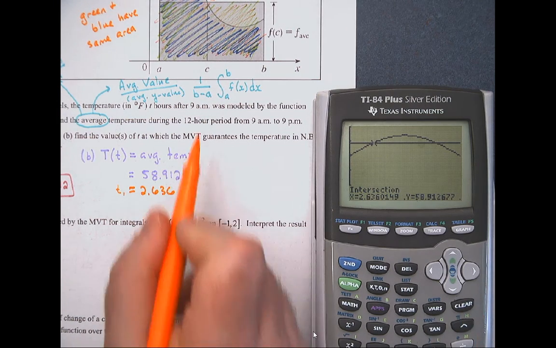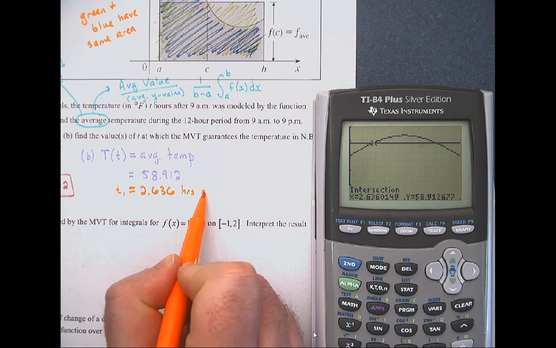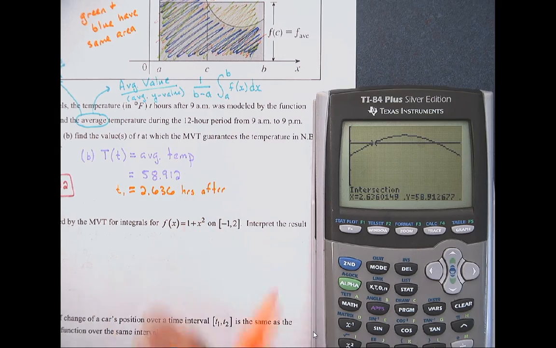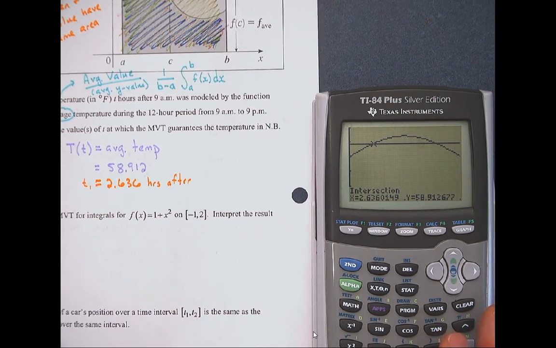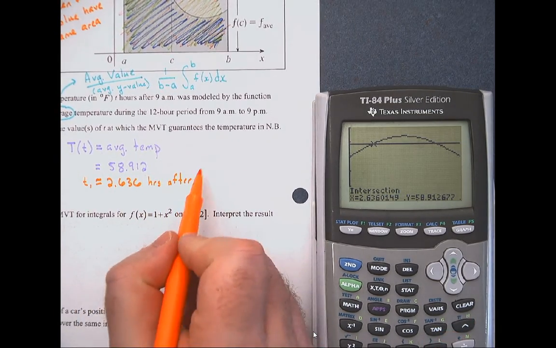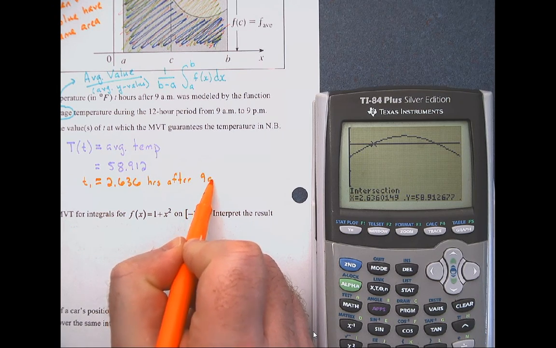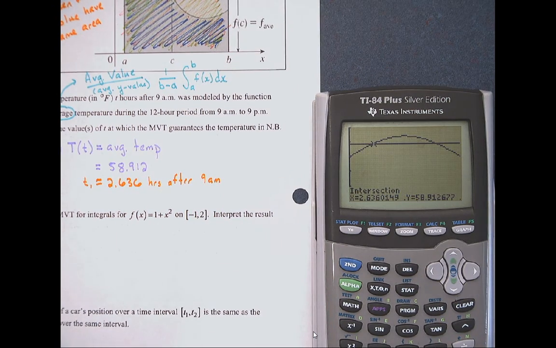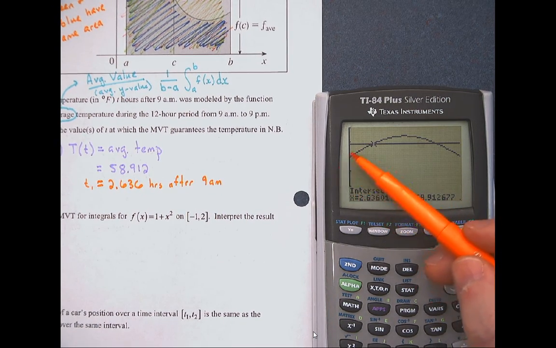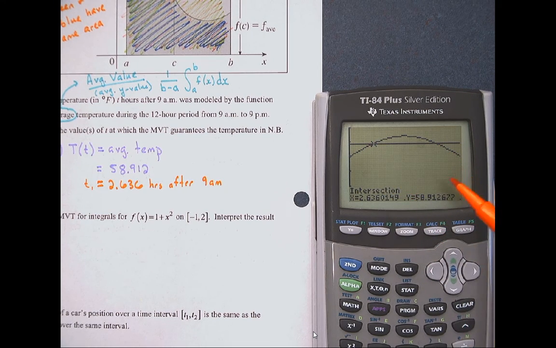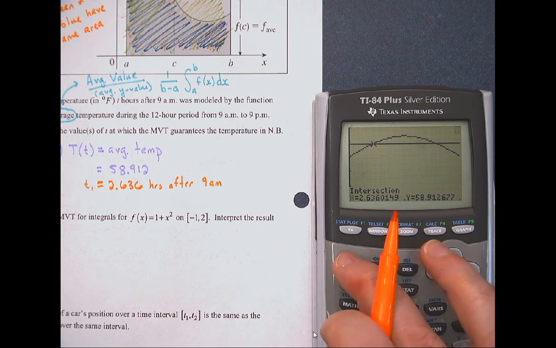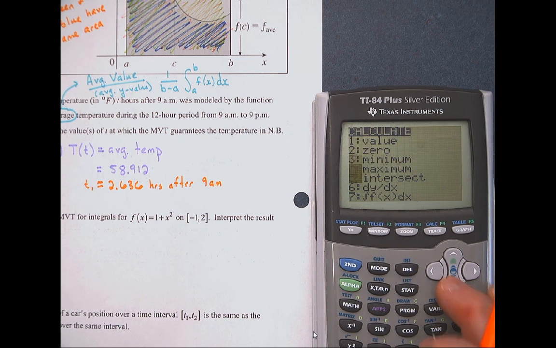Just 2.636 would not be a good way to write it. We should try to combine that this is connected to the starting spot of 9 a.m. So 2.636 hours after 9 a.m. Now, if that was the only one, that'd be it. But the temperature goes above it, and then it goes below it again. So we want to go find that intersection as well.